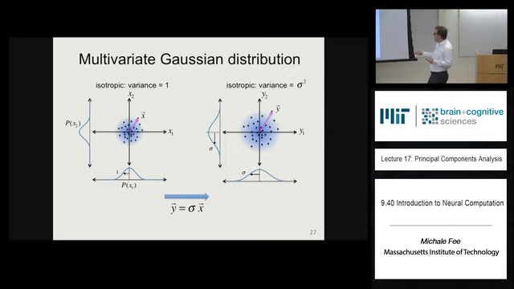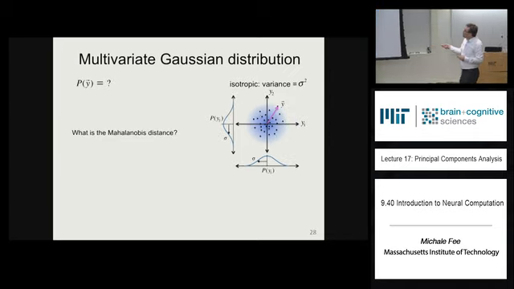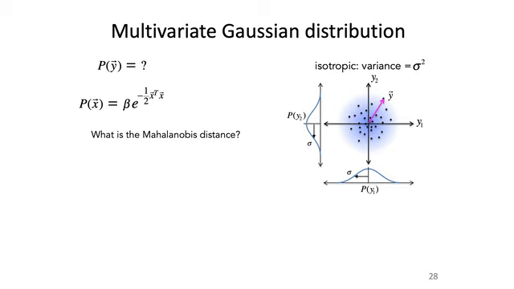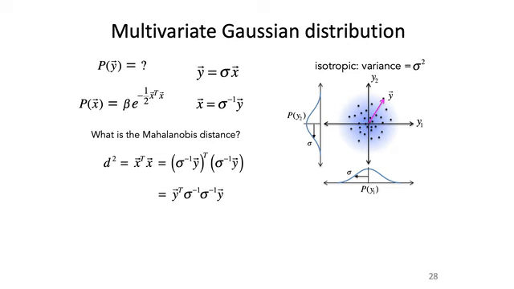So let's make just a change of variables. y equals sigma x. Now what's the probability distribution as a function of y? Well, there's the probability distribution as a function of x. We're simply going to substitute y equals sigma x, rather x equals sigma inverse y, into here. The Mahalanobis distance is just x transpose x, which is just sigma inverse y transpose sigma inverse y.